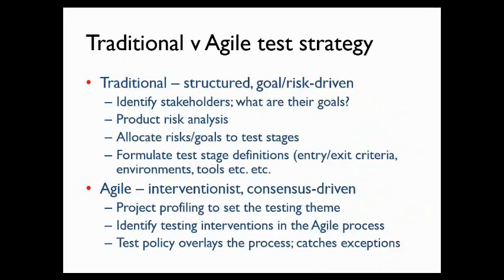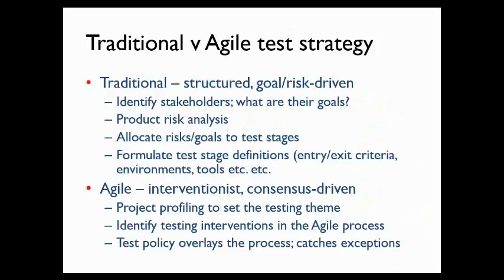And let me compare and contrast the two. So traditional test strategy, typically you would identify the testing stakeholders. What do they want from the testing in a project? You'd identify the goals and how the testing will demonstrate achievement of those goals. We might do a product risk analysis. So we'd look at the nature of the way that a system can fail as you build it and as you deliver it and it is implemented. And we'll assign risks and goals to test stages to either address risks or to demonstrate achievement.